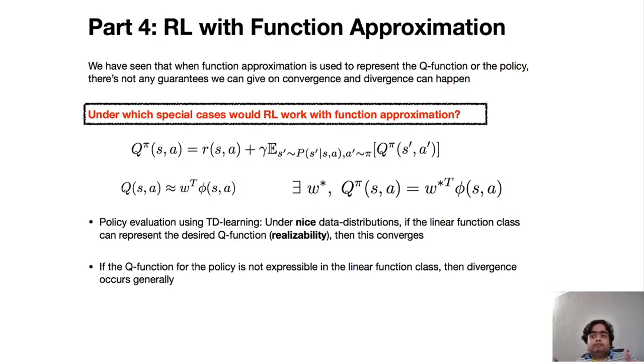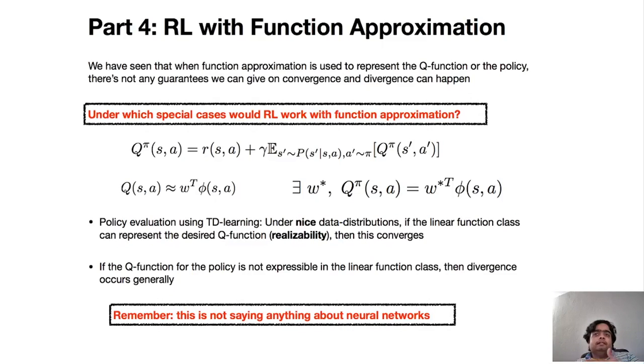But if this doesn't happen, so the Q function is not expressible in the linear function class, then divergence would happen here. So it would diverge to something which is bad. So it basically says that if you can make the assumption that you can exactly represent the Q function for the policy in your function class, then things are going to be good. And remember that this is not saying anything about neural networks because it's still a linear function. And here when we do this training, we are assuming that we solve linear updates, and we're not really doing gradient style updates.